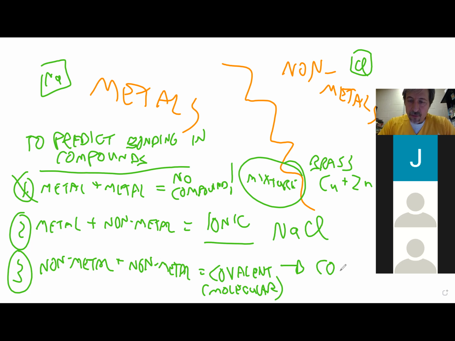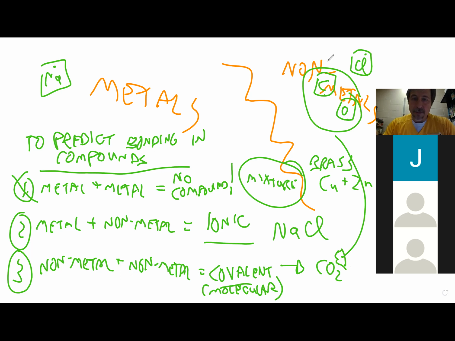Like CO2. O is here, C is here. So a nonmetal plus a nonmetal makes covalent. Metal plus nonmetal makes ionic. Okay, so another hunk of information that the periodic table can really help you with. If you see a compound and I ask you what kind of bonding is in there, figure out where the elements are. Should be easy to tell from there, okay?